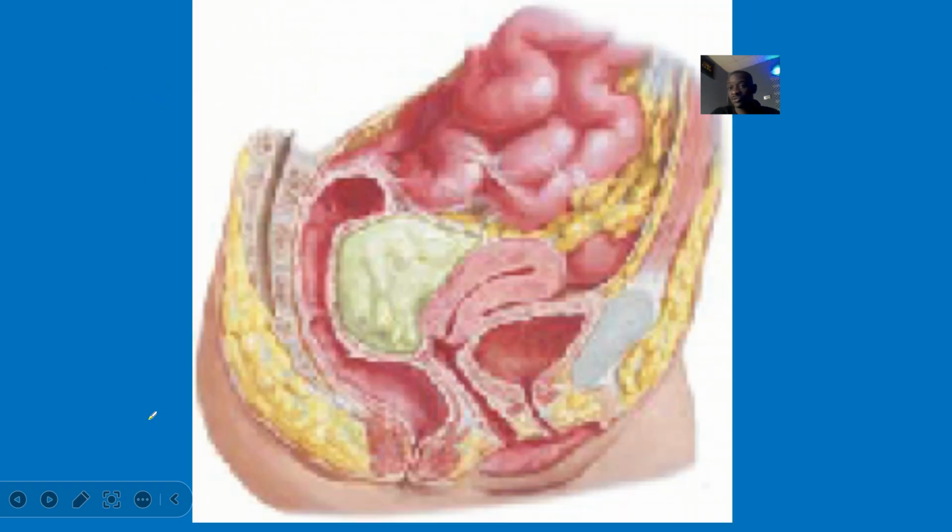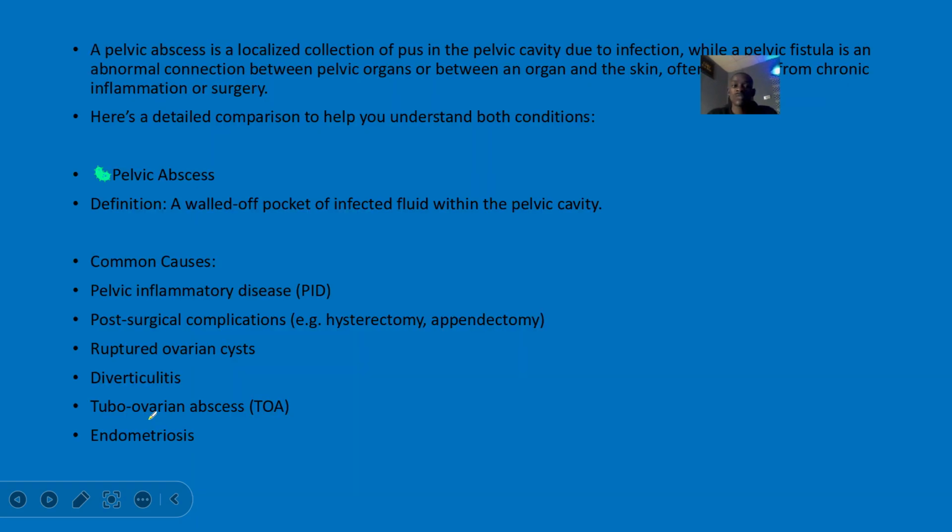structures, epithelial surfaces. So pelvic abscess is just a localized collection of pus in the cavity, while pelvic fistula is when there's abnormal connection between any pelvic organ and another organ, or abnormal connection between the pelvic organ and the skin, which is on top. So let's discuss one by one.